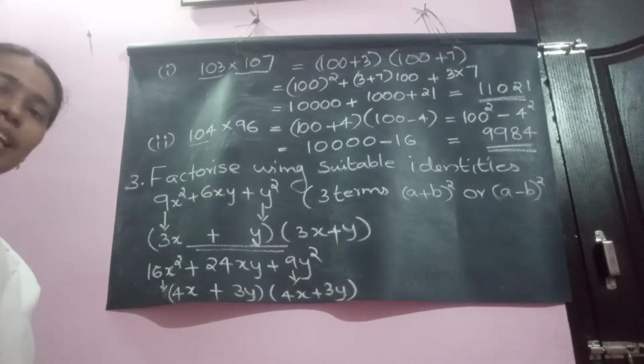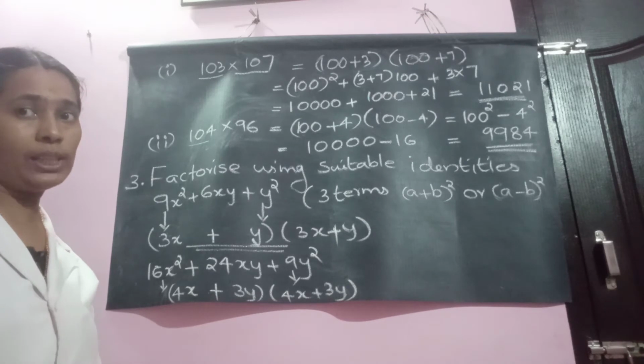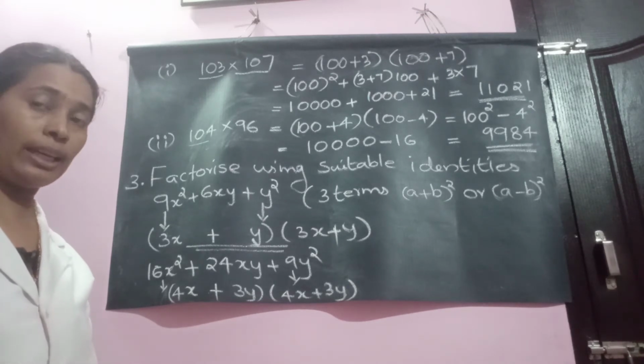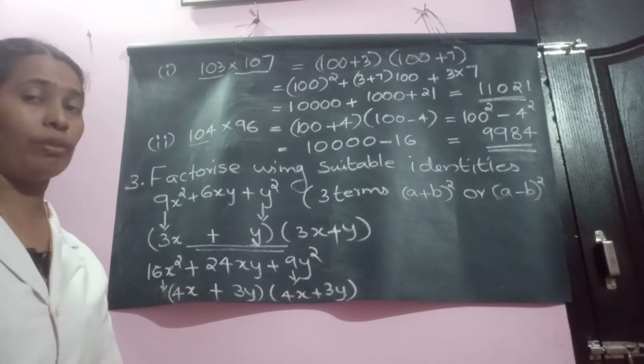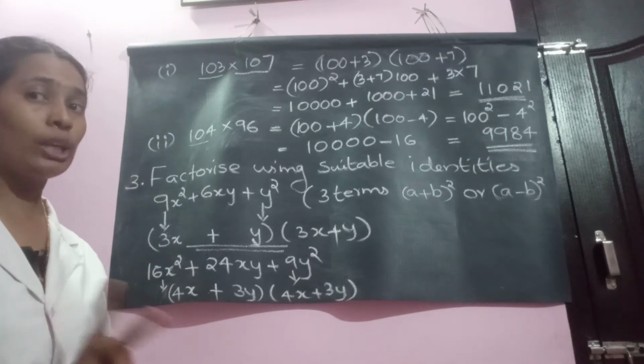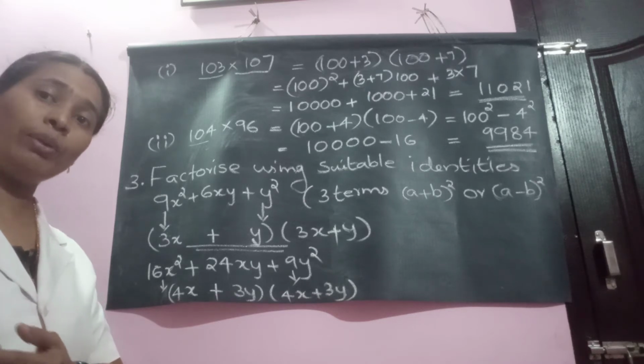Dear children, last class we studied how to find the product of numbers without directly multiplying. Without multiplying directly, how can we find the product of two given numbers using the identity that we have studied?